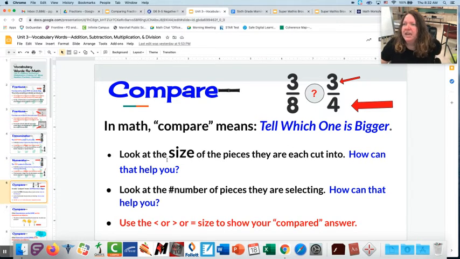So take a look. In order for us to do that, we need to look at the top number and the bottom number. We need to look at the size of the piece. That's the bottom number. How big are the pieces? How can that help us? We also need to look at the number of pieces that we're talking about. That's the top number, the numerator. How can that help us to know how many pieces we're choosing? And then we're going to use greater than, less than, and equal to talk about that.